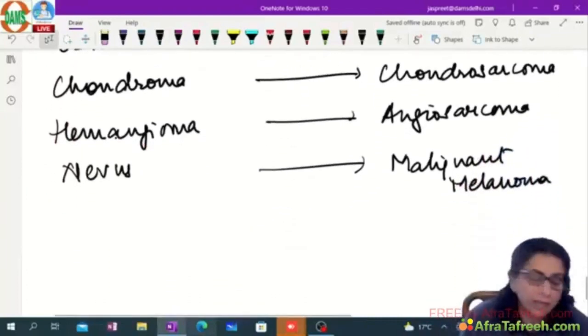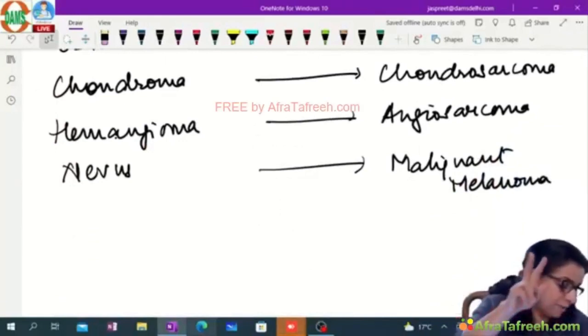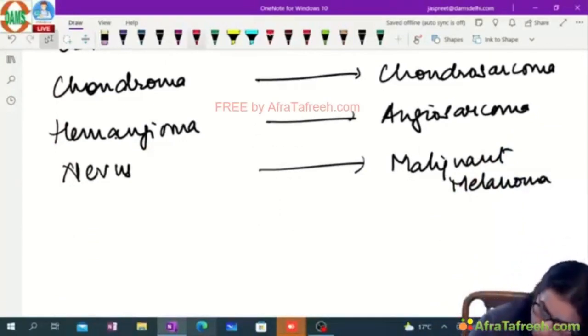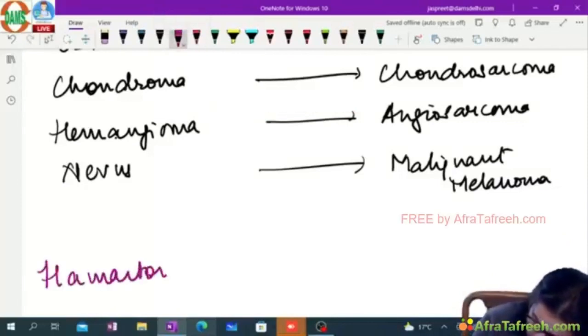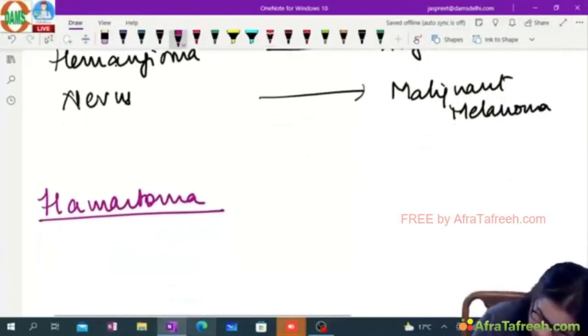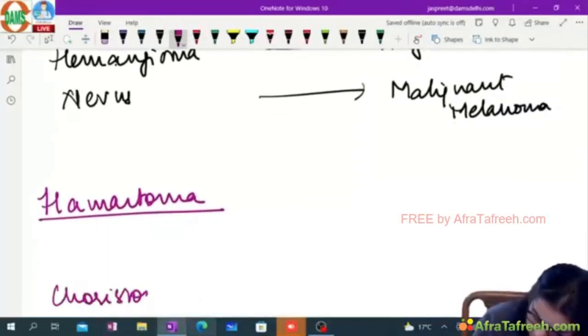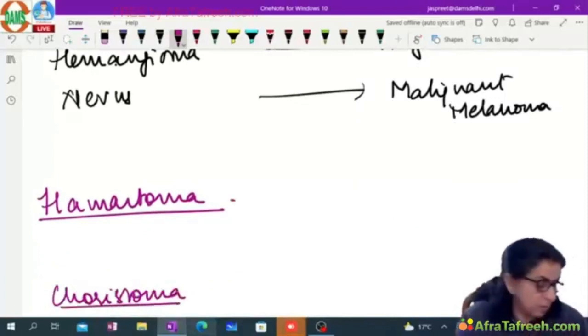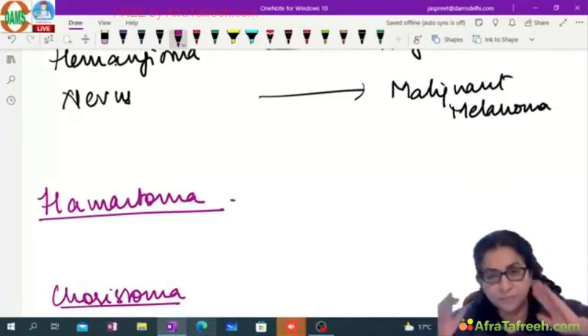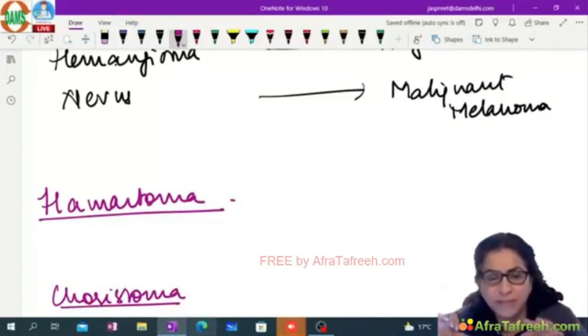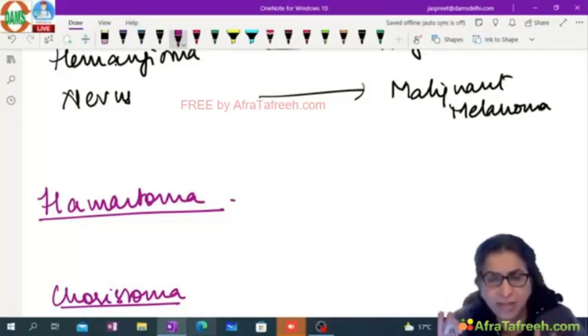Other than this, in the chapter of neoplasia, you come across two more terms. You've come across these terms many times. Number one is a hamartoma, and second is a choristoma. What is a hamartoma? Normal tissue where it should be, the right tissue in the right place, but with a disorganized arrangement.